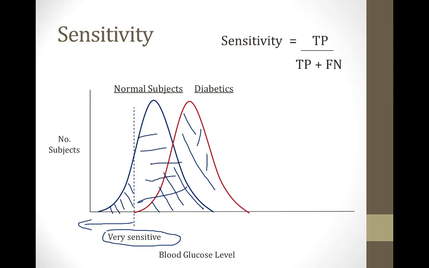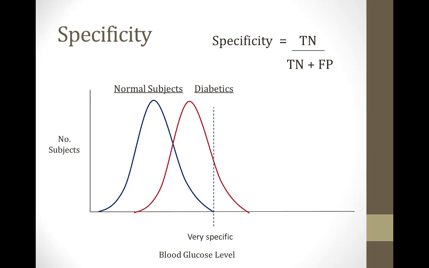So a positive test result on a very sensitive test doesn't mean that much. It's very hard to tell whether that's a true positive or false positive. But a negative test result on a very sensitive test is extremely helpful, because most of those patients are going to be true negatives.